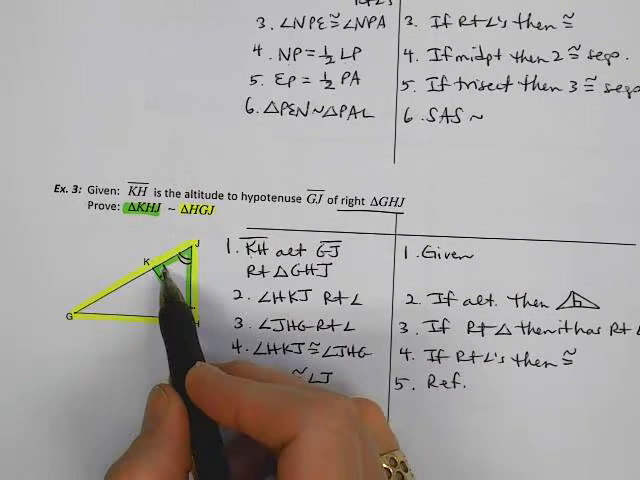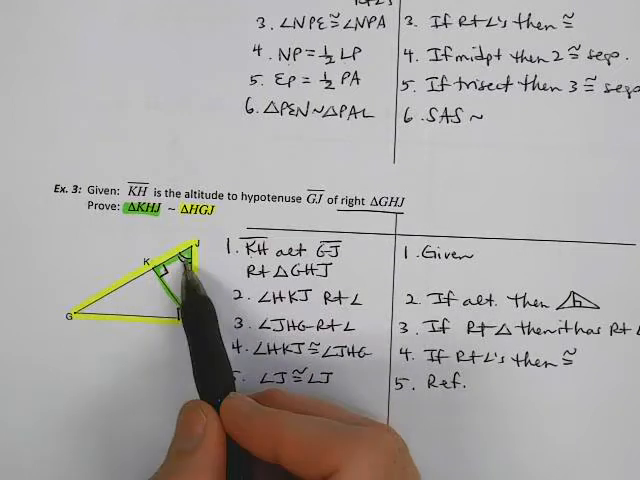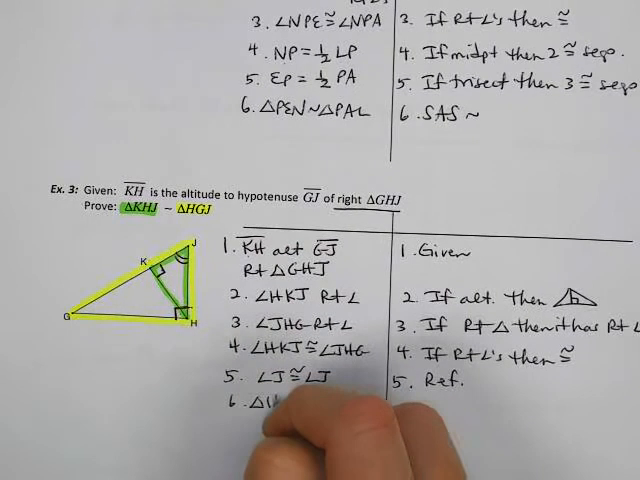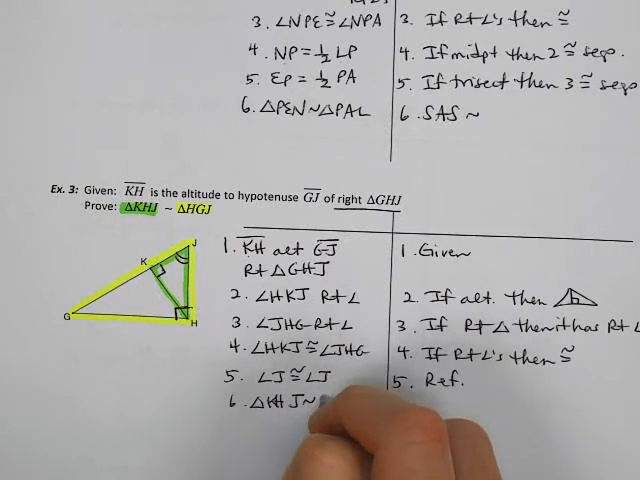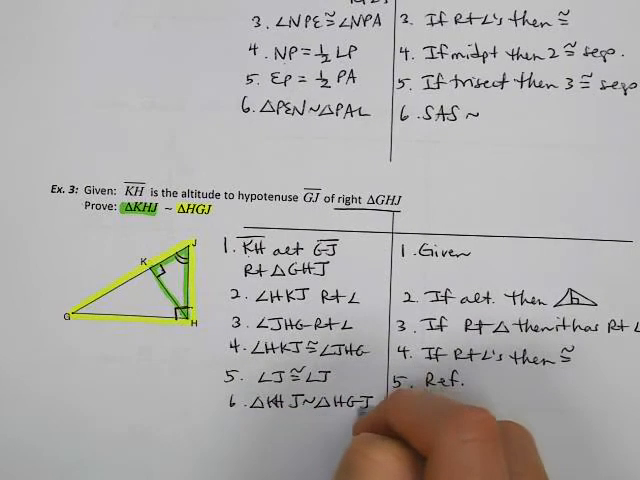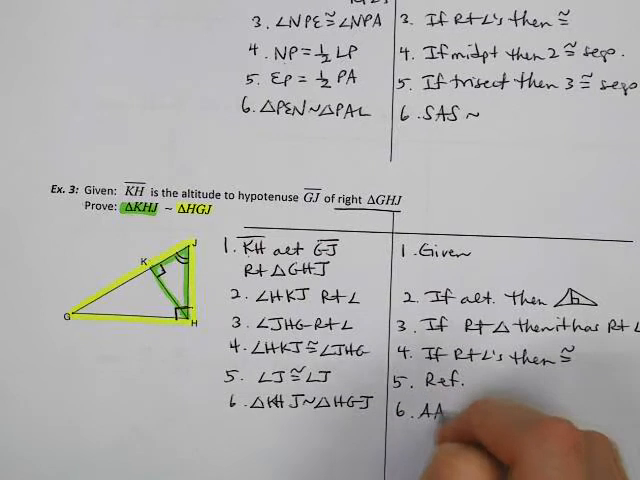Now I have two angles in the green and I have two angles in the yellow. So triangle KHJ similar to triangle HGJ by angle similarity.